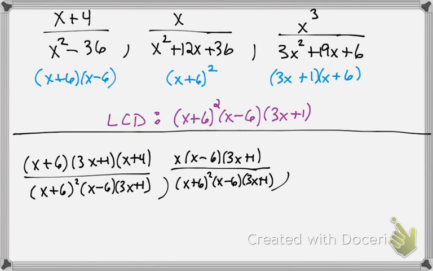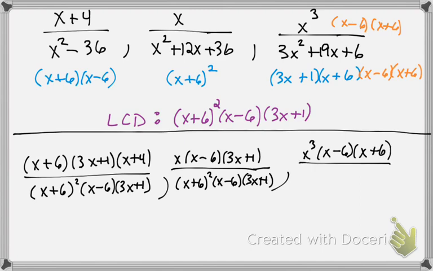Last expression. What's missing? An x minus 6 as well as one more x plus 6. Do you guys agree? So if I multiply the bottom, I have to multiply the top by the same thing. x cubed, x minus 6, x plus 6, over x plus 6 squared, x minus 6, 3x plus 1.